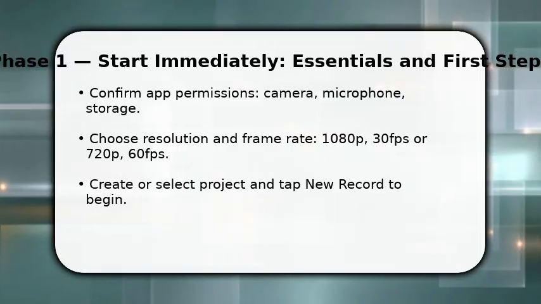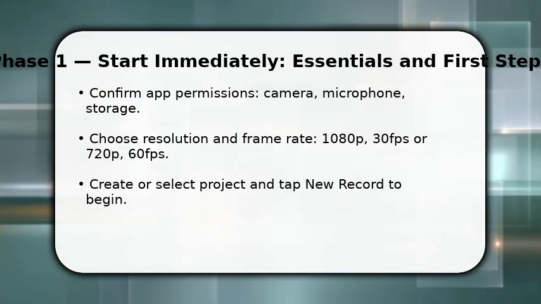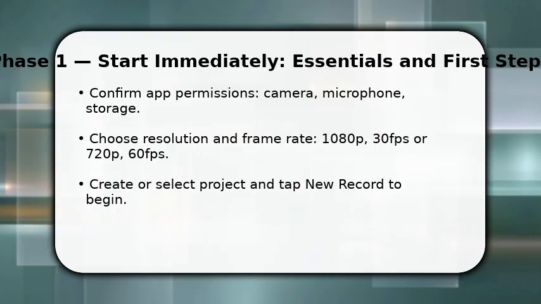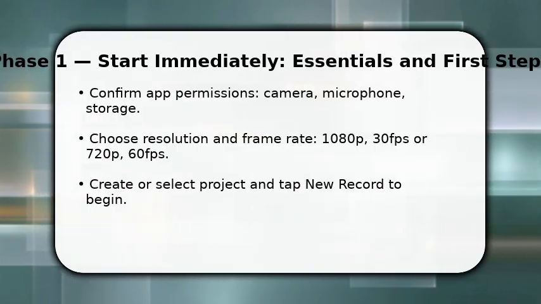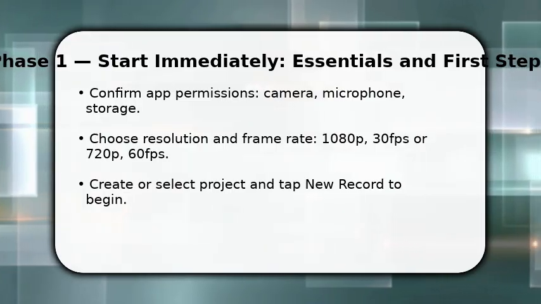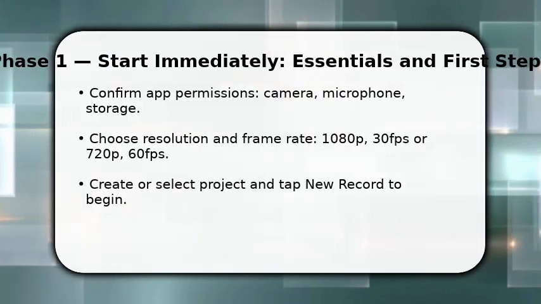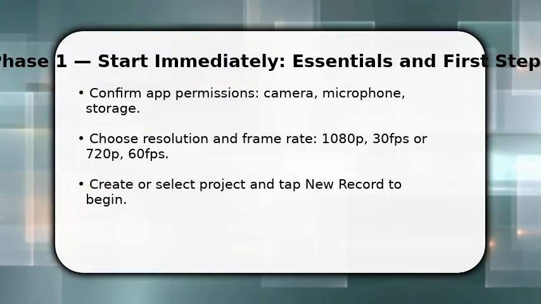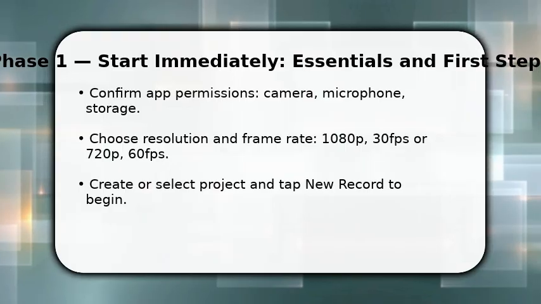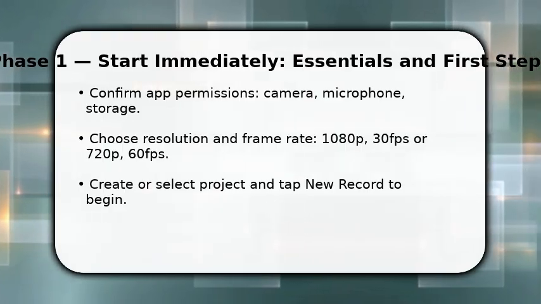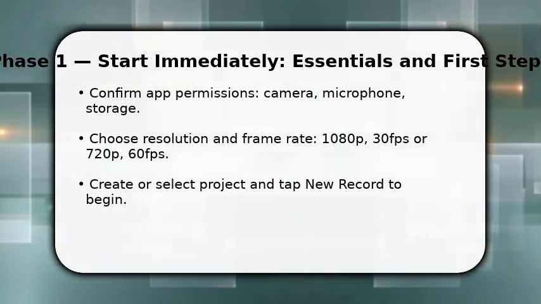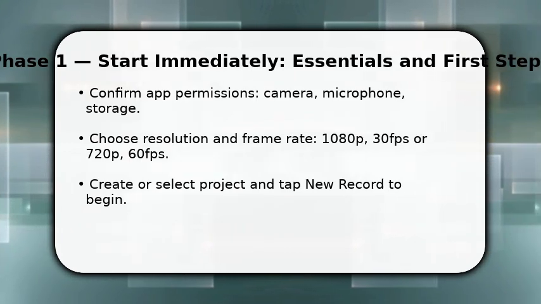You'll begin by granting the app its essentials, camera, mic, and storage, so recordings save reliably. Once permissions are granted, pick a resolution and frame rate. Choose 1080p at 30 fps for balance or 720p at 60 fps for smooth motion. Then create or open a project and tap New Record to start the capture workflow. Speak clearly into the mic and frame your shot. This first step ensures your raw footage has the right settings before you move on.